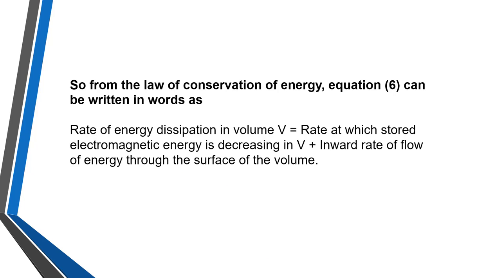From the law of conservation of energy, this equation can be written in words as: the rate of energy dissipation in the volume, that is E bar dot J bar, is equal to the rate at which the stored electromagnetic energy is decreasing inside the volume, plus the inward rate of flow of energy through the surface of the volume, and this inward rate of flow of energy is nothing but the Poynting vector.